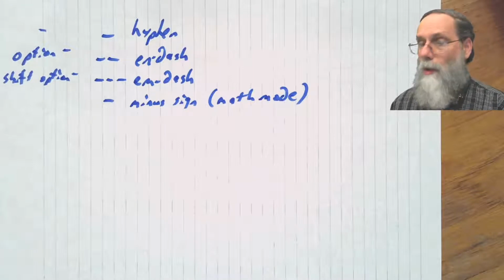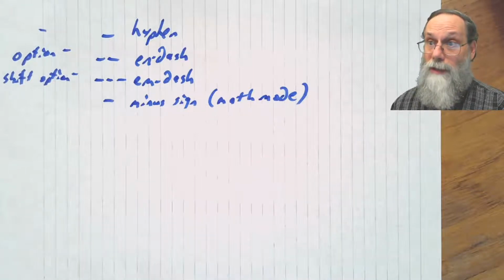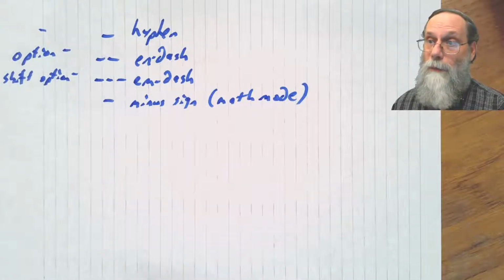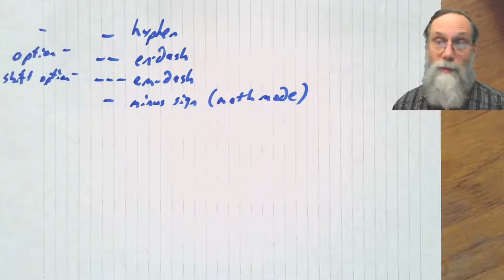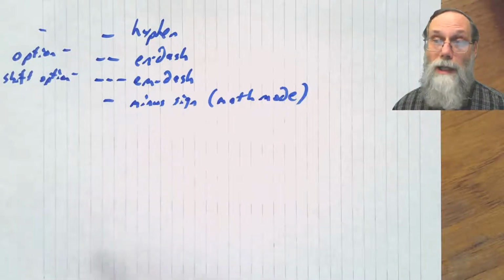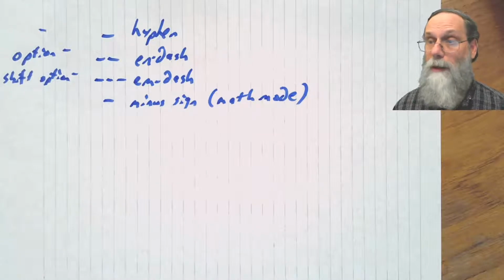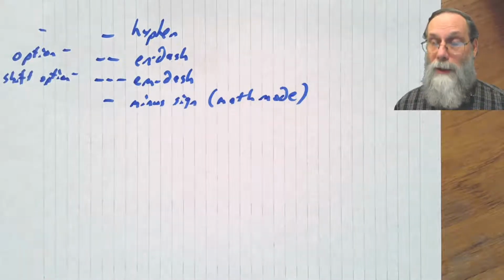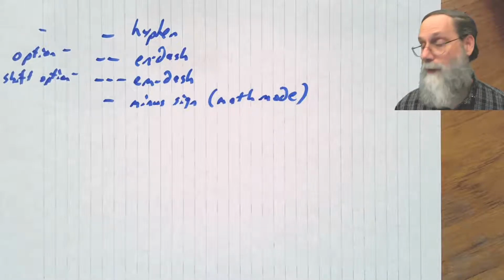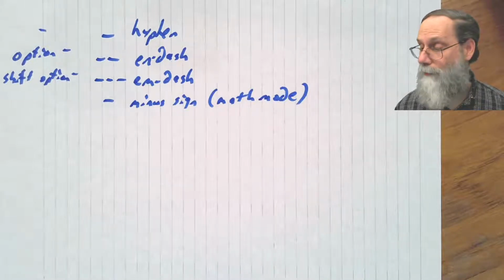All right, so when do you use these different things, and what do they mean? The minus sign is probably the most straightforward one. It is the mathematical symbol for negation or subtraction. And basically, if you just use the minus sign in math mode or display math mode, LaTeX will do the right thing for you. It'll pick the right character, it'll do the right spacing for it, and you just don't have to think about it. So, minus sign is easy.